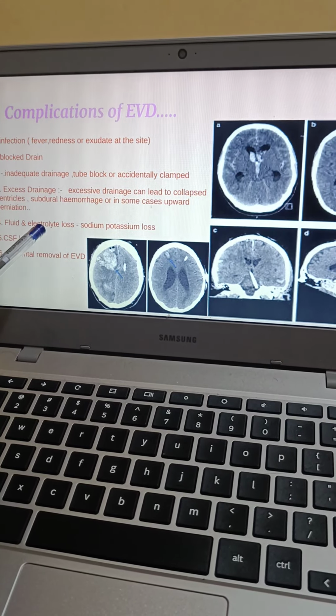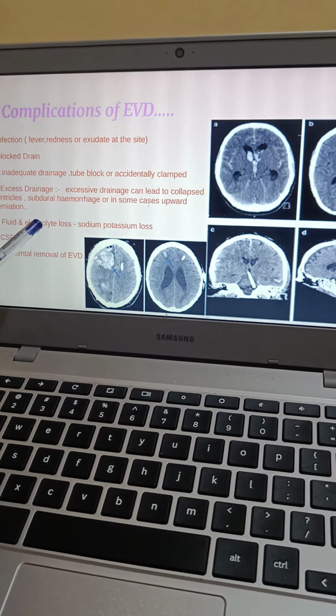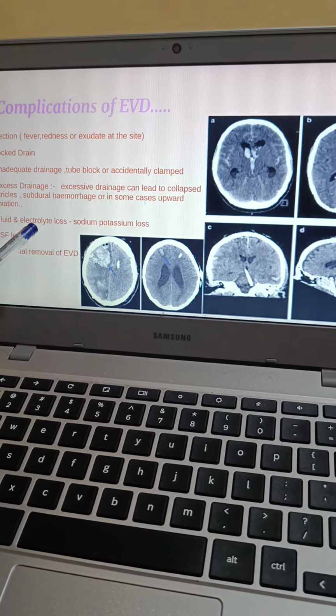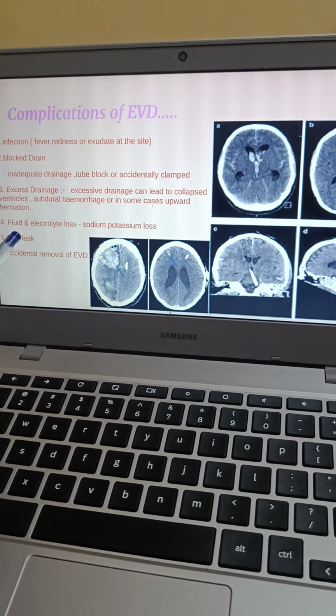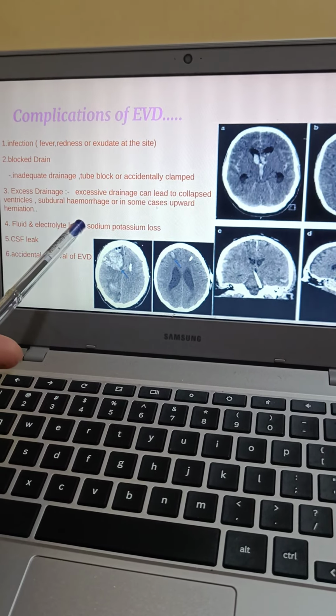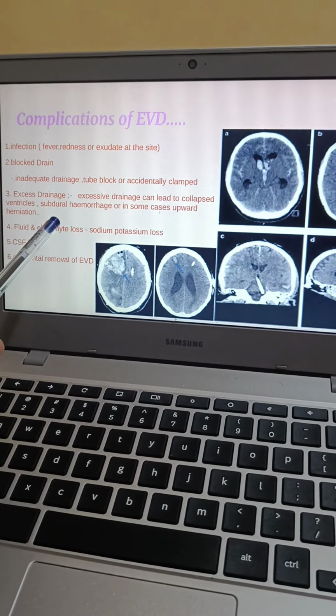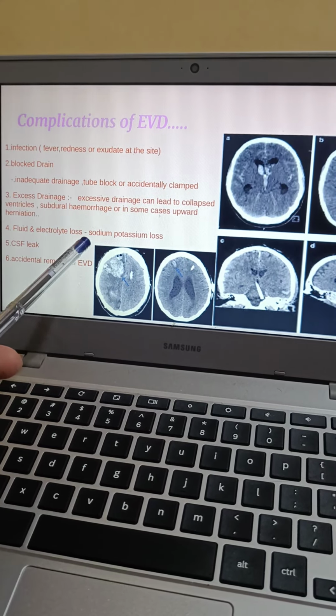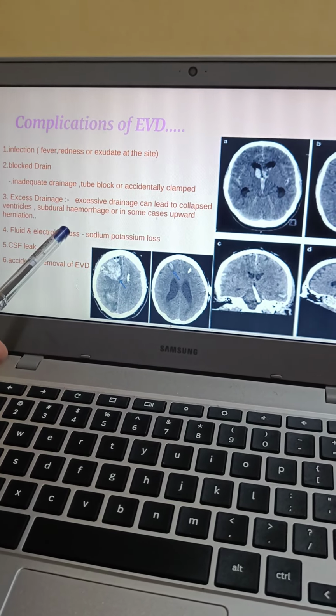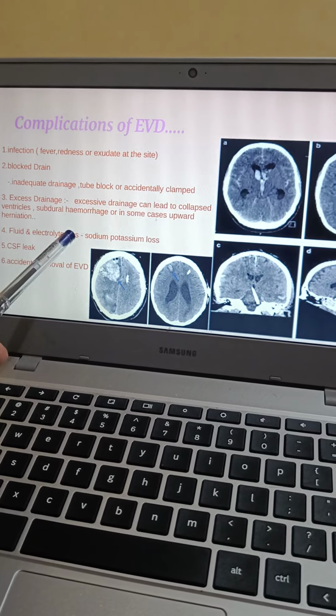Suppose everything, sodium, potassium, glucose, around 65% of the sugar, it will be consumed by the CSF. That is the thing. Suppose when we are doing the sampling from the EVD, usually along with this we will send a blood sample, which means blood glucose also.